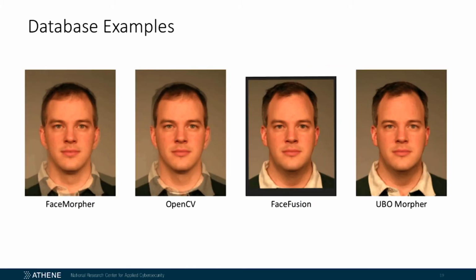Here are examples for the 4 morphing algorithms. Face Morpher is available on GitHub. It's an open source morphing tool. OpenCV was implemented by myself using the OpenCV library. Face Fusion is a commercial morphing software, and UBO Morpher is the morphing tool provided by the University of Bologna. And here you can see those shaded artifacts I talked about earlier. Face Fusion and UBO Morpher avoid those artifacts by cropping the inner part of the face and pasting it into a non-altered version of the image.